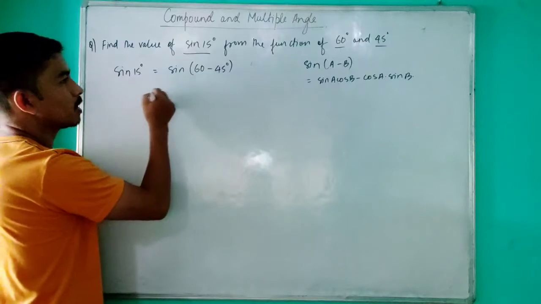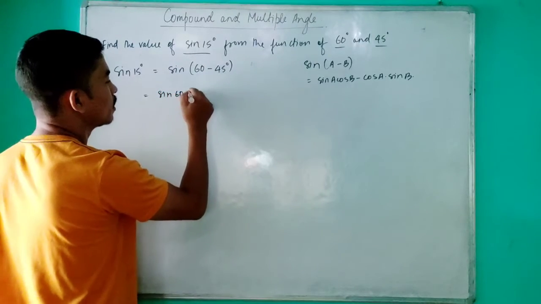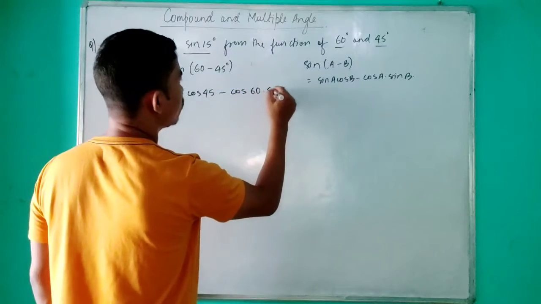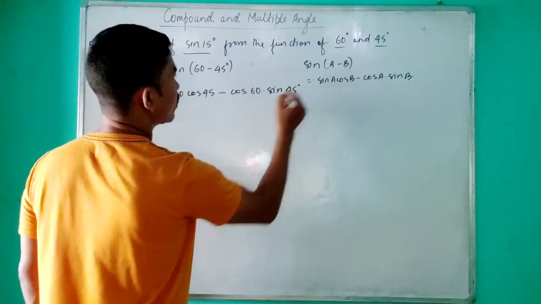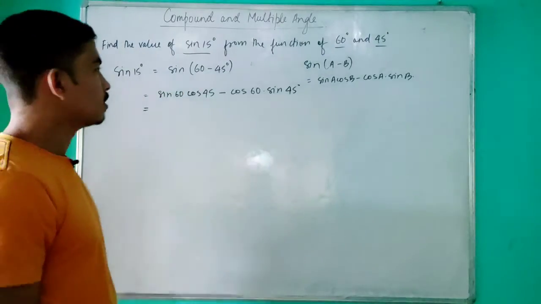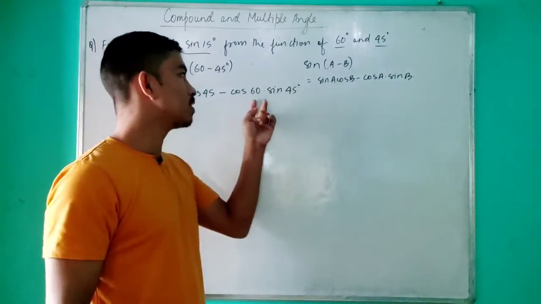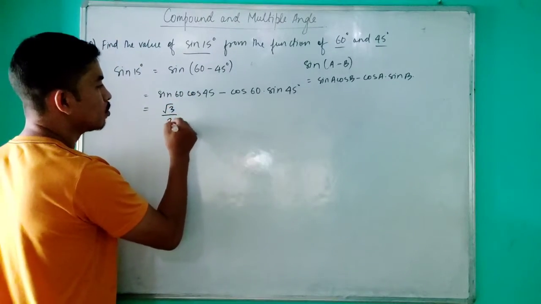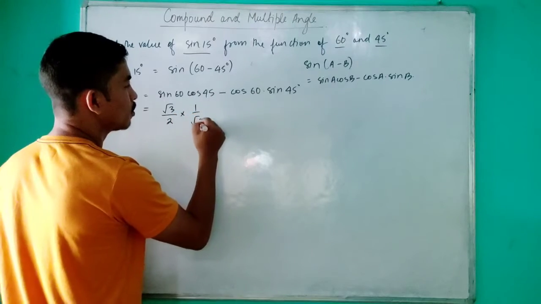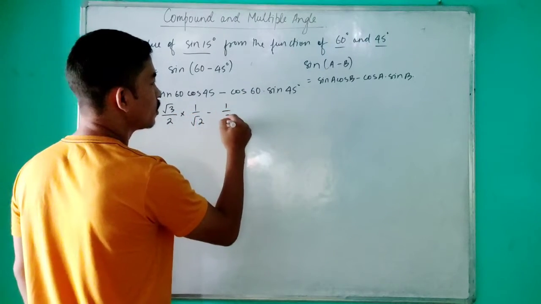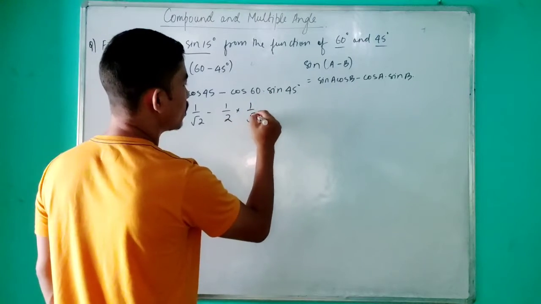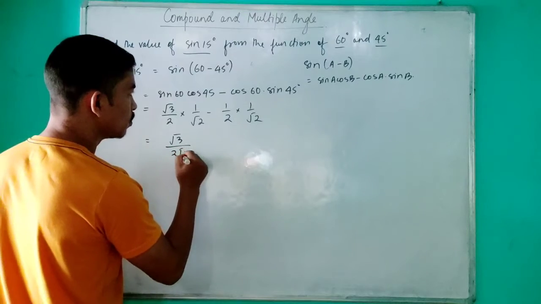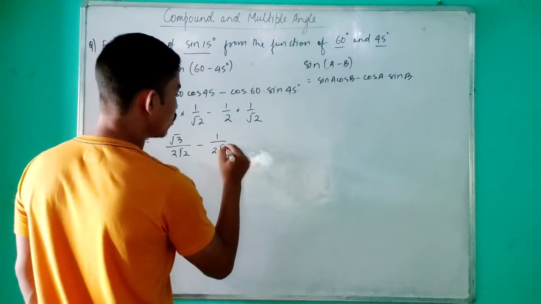So I can simply write this one as sine of 60 degree into cos of 45 minus cos of 60 into sine of 45. Okay, so now simply put the values of sine 60, cos 45, cos 60 and sine 45. Sine 60 is root 3 by 2 into cos 45 is 1 by root 2, minus cos 60 is 1 by 2 into sine of 45 is 1 by root 2. Okay, so finally I get root 3 divided by 2 root 2 minus 1 divided by 2 root 2.